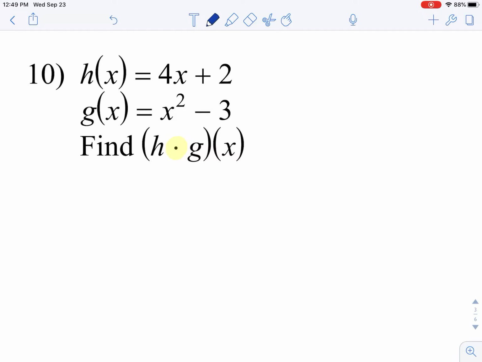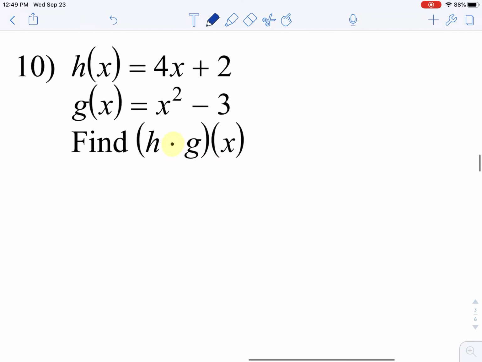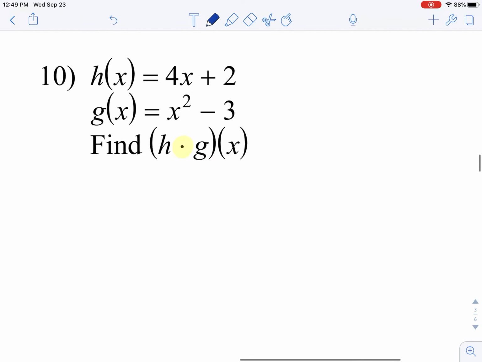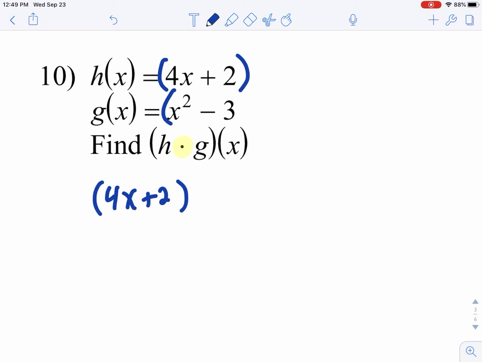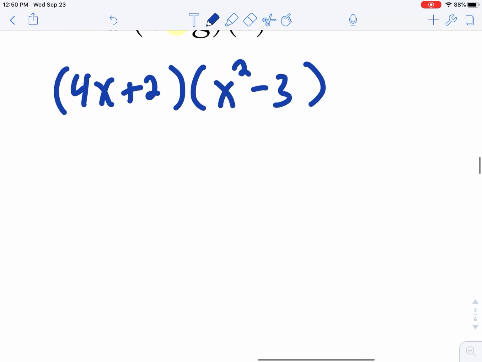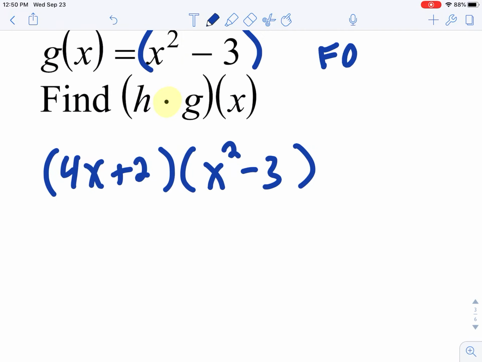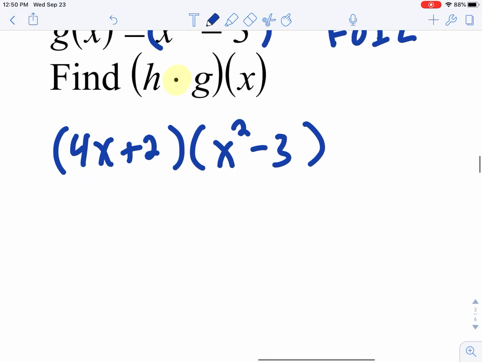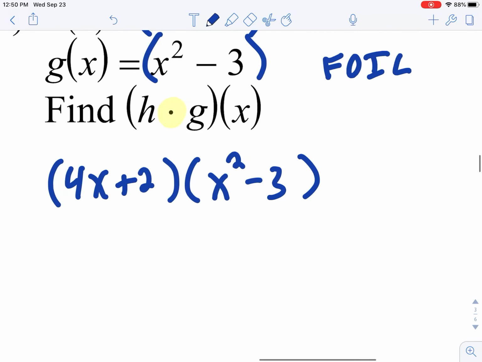Okay, number 10 is multiply. Multiply usually is the one that takes the most work. We have to do h times g. So h is this one, 4x plus 2, times g, which is that one, so times x squared minus 3. To multiply binomials together like this, we have to revisit a good friend from algebra called the FOIL method. Hopefully you remember this. First, outside, inside, last. A little acronym to help you remember how to do this.